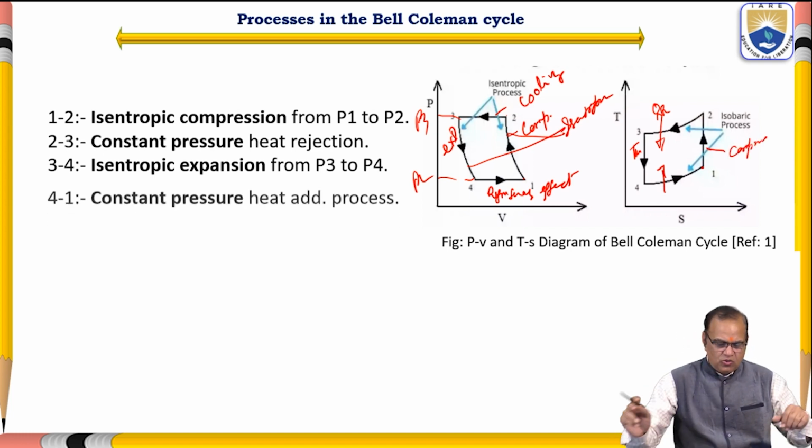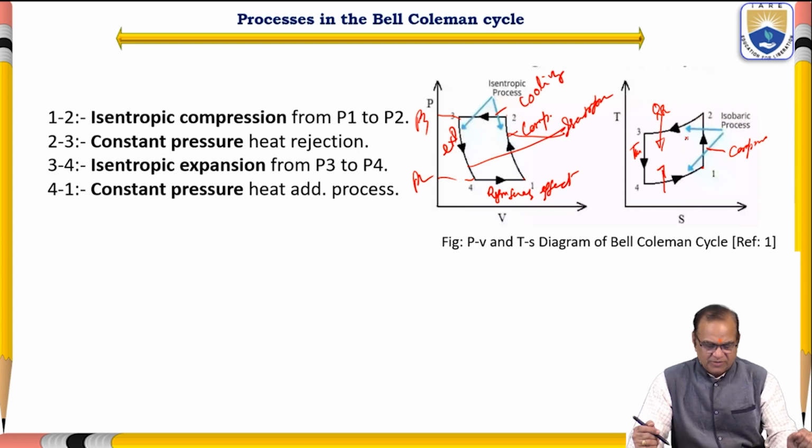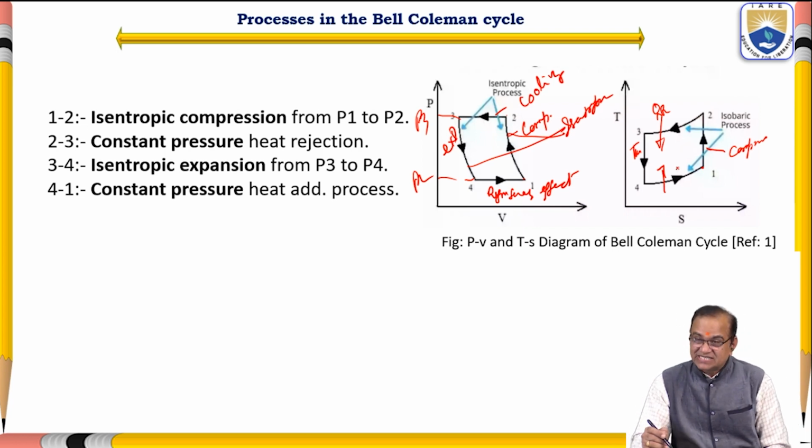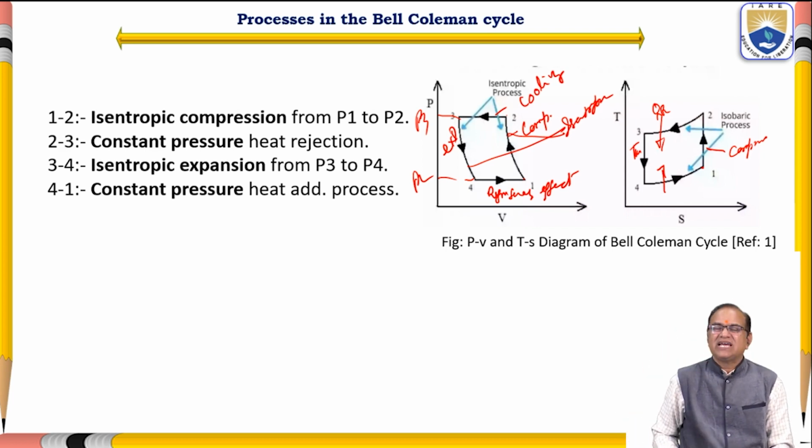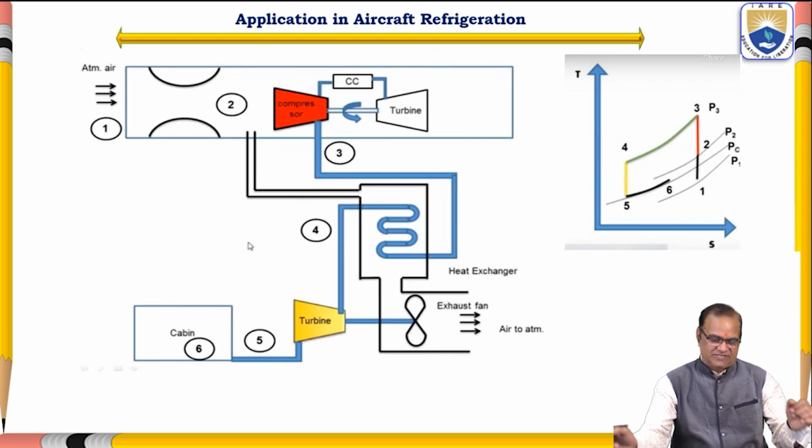Now 4 to 1 is a constant pressure heat addition. Here heat is extracted from the refrigerator, so it is called heat addition. Your air is gaining the heat. That is why the name is given like this.